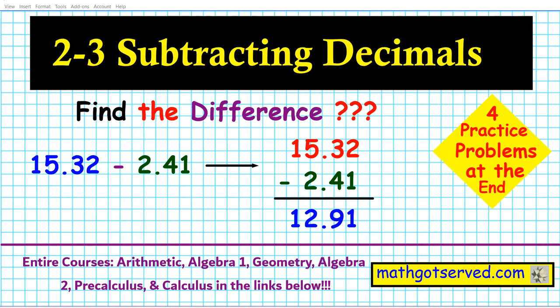In this clip, we're going to be going over section 2.3 on our series on operations on decimals. In this presentation, we're going to be taking a look at how to subtract or find the difference between two decimals. An example problem that we'll be attacking in this presentation is given here, 15.32 minus 2.41. We're going to be using the vertical addition subtraction method to compute the difference.